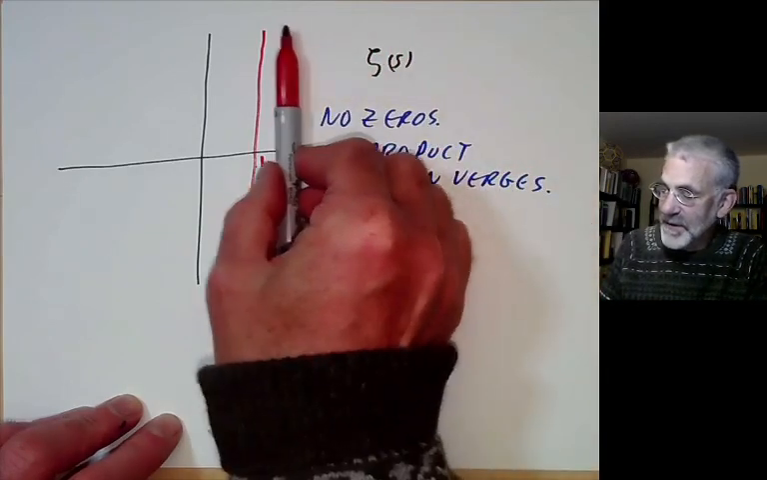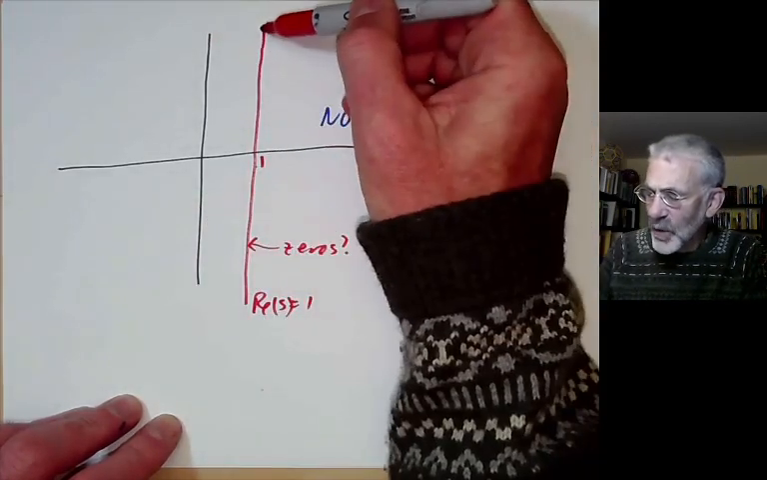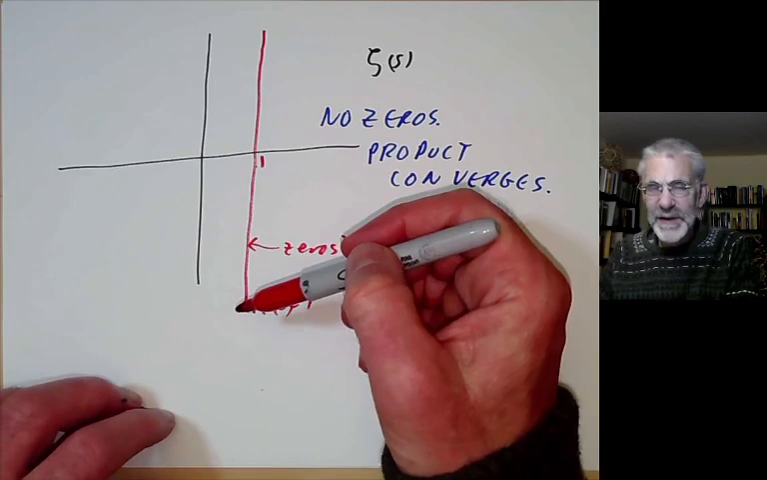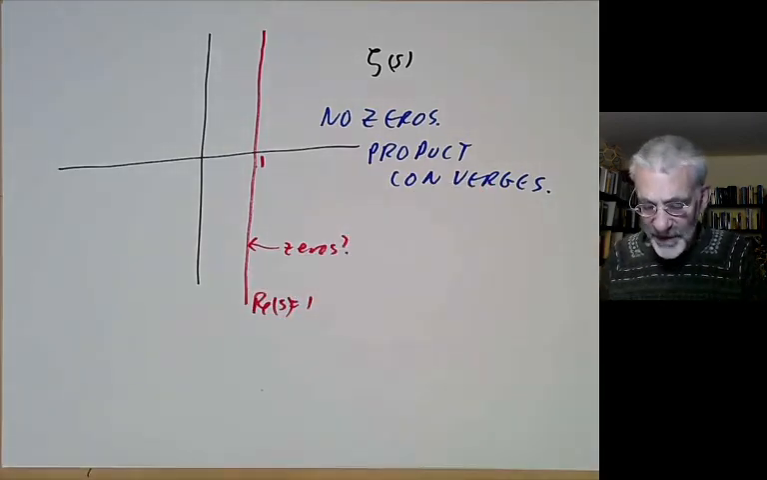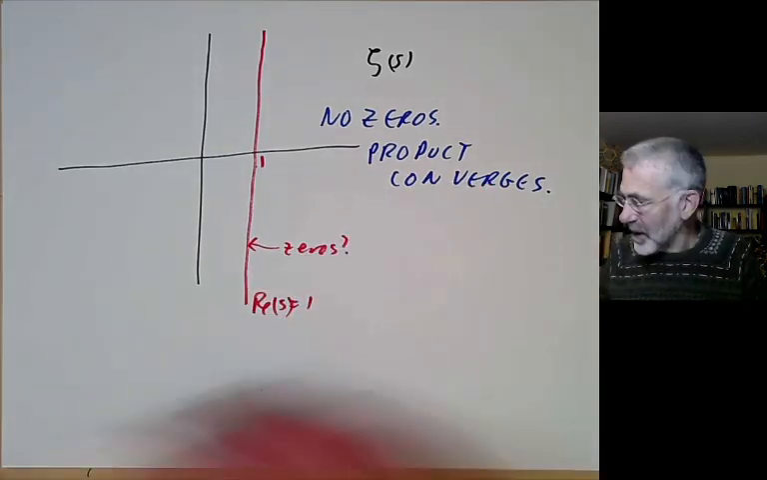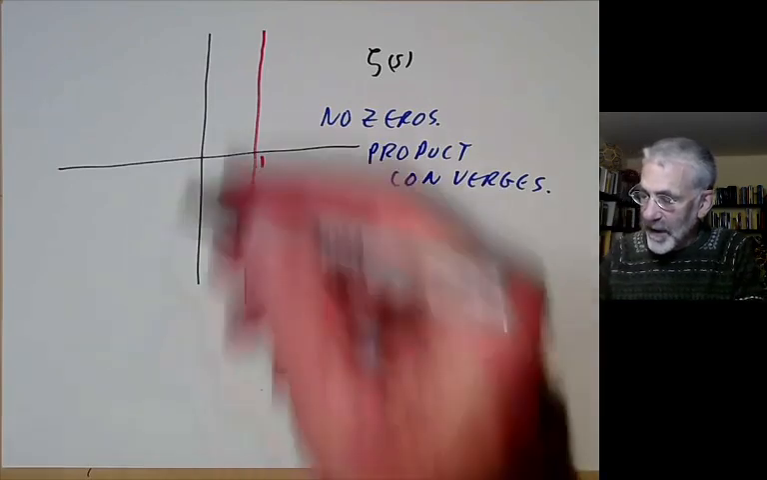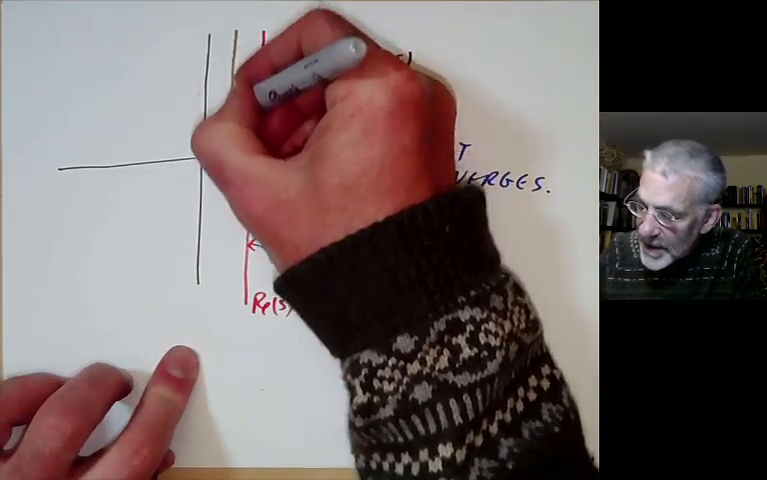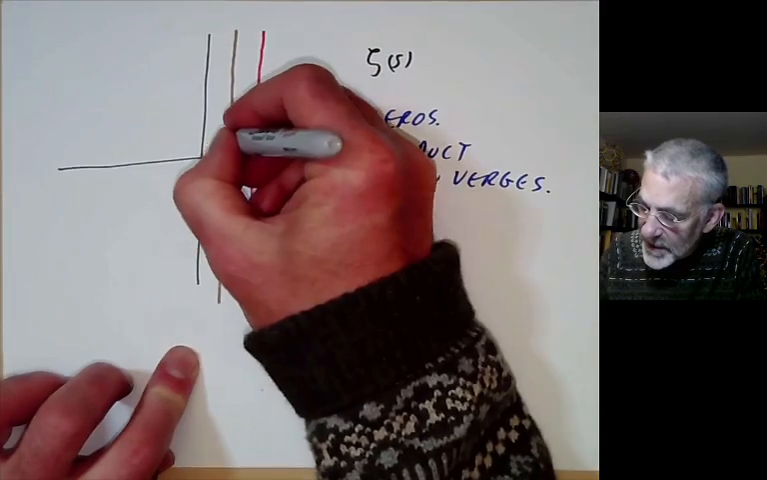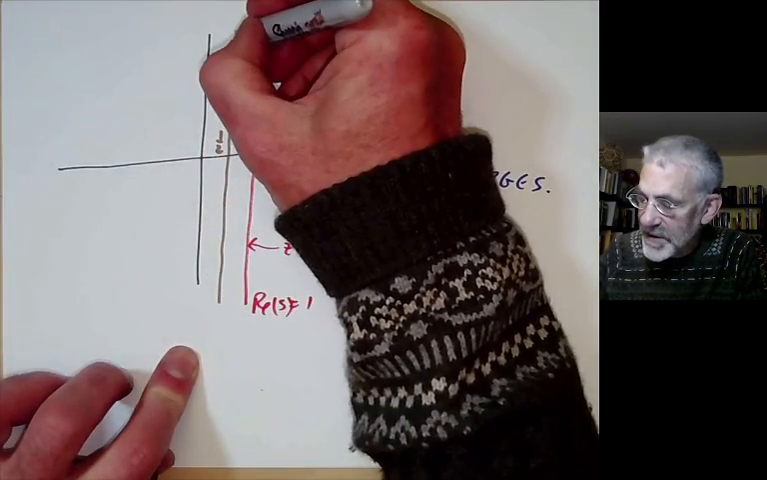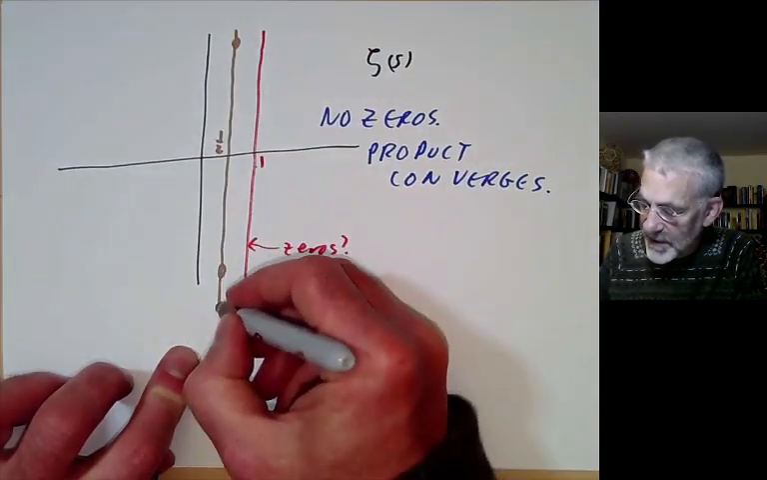So there are no zeros in this half plane, but we want to know whether or not there are zeros on the boundary. And this turns out to be very tricky to prove. Anyway, the other zeros, by the way, are on this line here. This is called the critical line, the line with real part one half. And it's known there definitely are some zeros on this line.